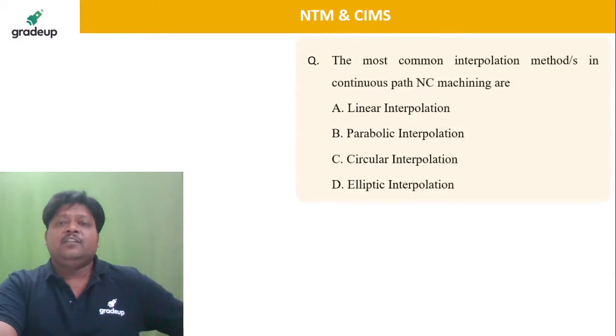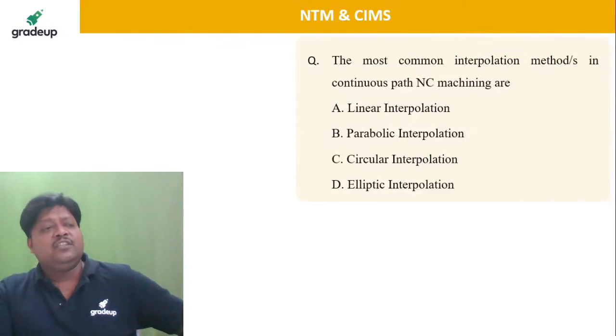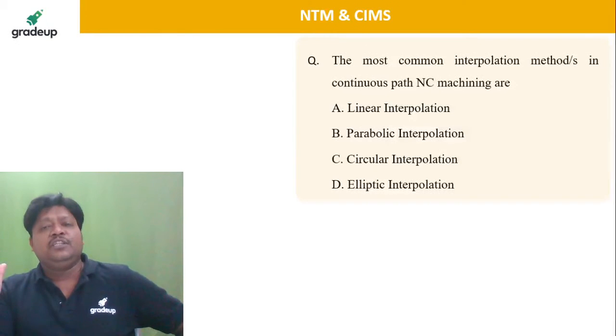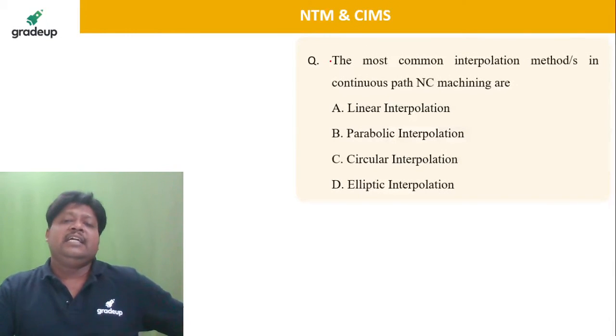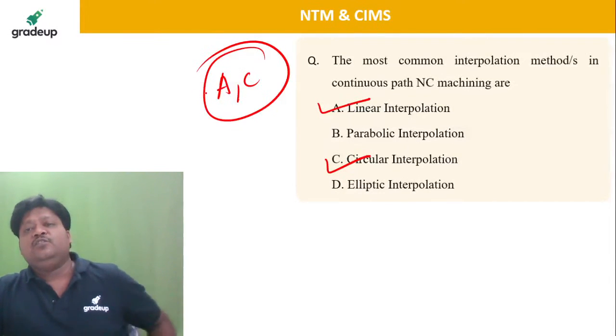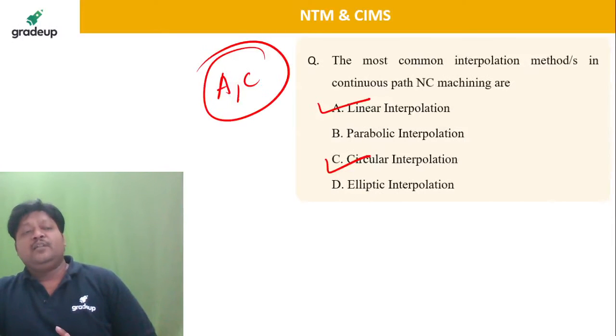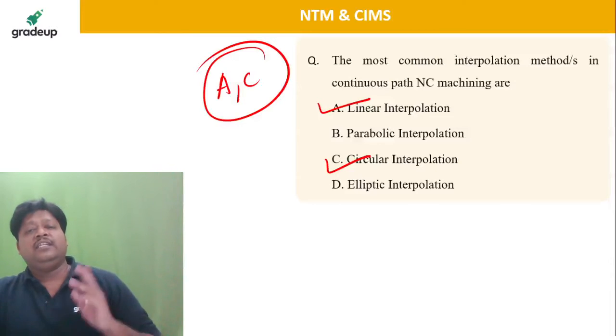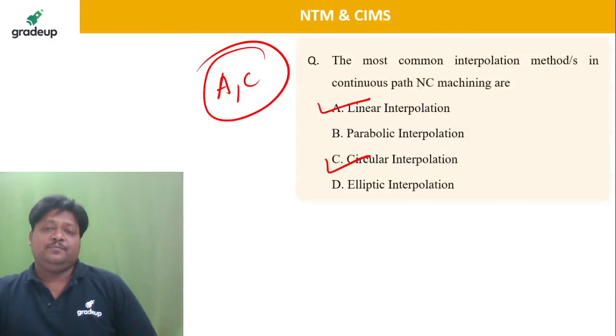The most common interpolation methods used in continuous path NC machining, dear students. There are the linear interpolation, circular, elliptical, parabolic. But amongst all these interpolations, we highly use the linear and circular interpolations. So A and C are correct. In continuous path NC machining, yes, we use the linear and circular interpolation.